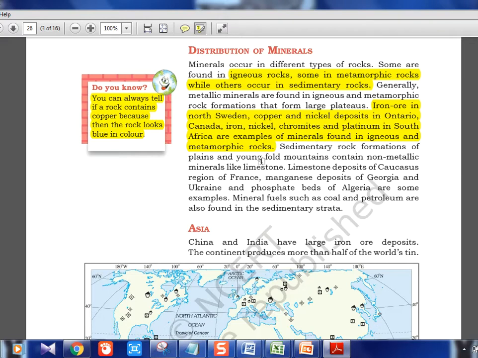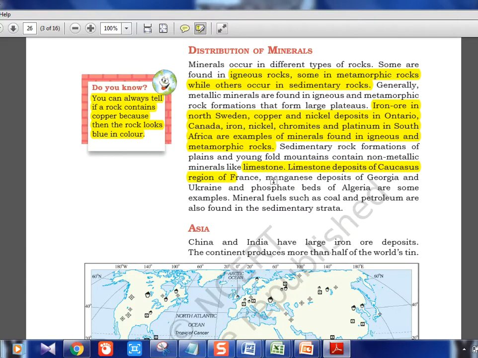Sedimentary rock formations of plains and young fold mountains contain non-metallic minerals. So that is the basic difference. It's not a hard and fast rule. Generally minerals like iron, copper, nickel and all are found in the plateau region where there are igneous and metamorphic rocks. The other rocks, which are more non-metallic, like limestone and all, are found in the plain regions, in sedimentary rocks.